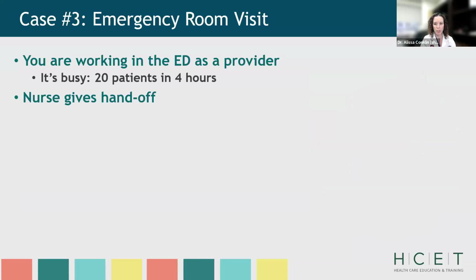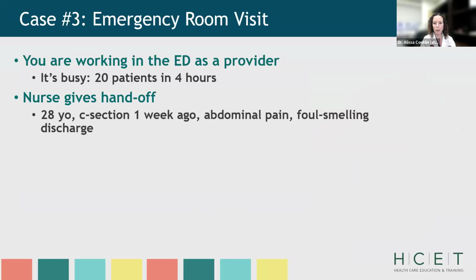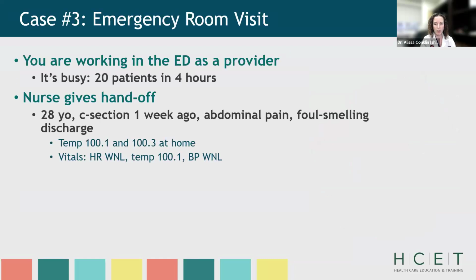The nurse who roomed the patient gives you a quick handoff. This is a 28-year-old who had a C-section a week ago and is complaining of abdominal pain and foul-smelling discharge. This has been slowly getting worse since a few days after the C-section. The nurse gives you the vitals. They're all normal except a temp of 100.1. You quickly glance through the chart and then you go see the patient.